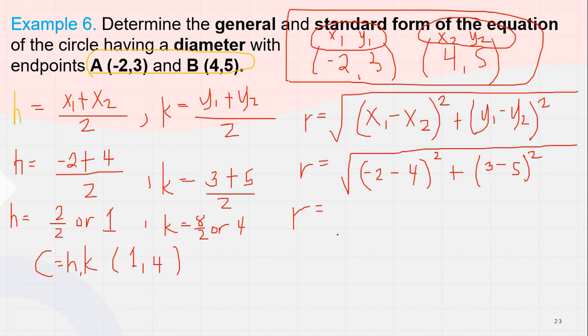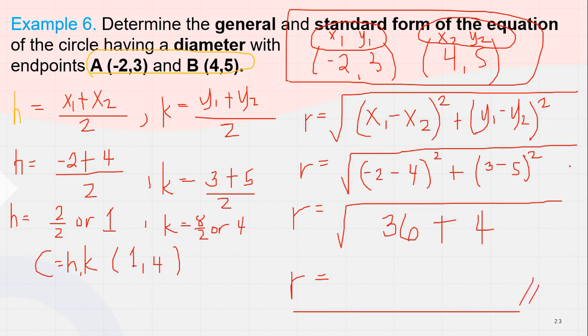So, tingnan natin. I-calculator nyo na lang para mabilis. So, negative 2 minus 4. Calculator nyo lang to recheck our answer. Negative 2 and negative 4 is negative 6. So, 36 plus, this is 3 minus 5 is 2. So, 4. Tama? So, what is the value of r? Answer? 2 square root of 10. Kasi nga, 40 siya, no? So, 2 square root of 10.